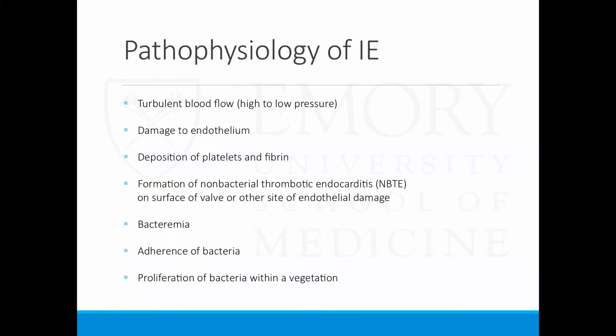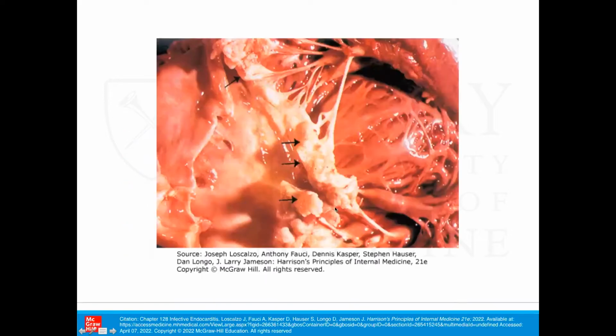And then you have to have some bacteremia. The bacteria then will adhere to these areas. And then you have finally proliferation of bacteria within a vegetation, and you start to get signs and symptoms of infective endocarditis at that point. So here is a really blown up autopsy image of vegetations on a mitral valve. This is actually Viridans strep, which is the main bacteria I'll be focusing on in this talk.